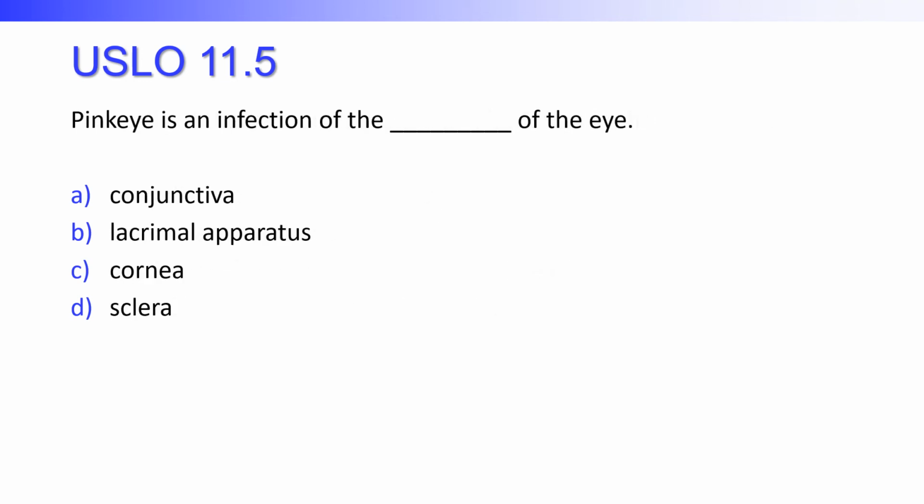Pink eye is an infection of what structure of the eye? Is it the conjunctiva, the lacrimal apparatus, the cornea, or the sclera? And it would be the conjunctiva.